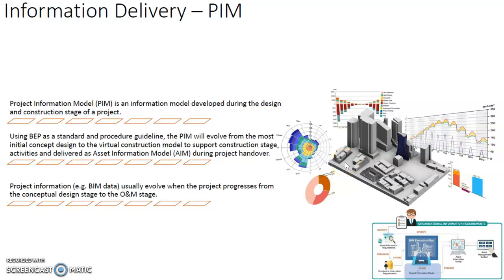So project information, for example, BIM data usually evolves. That means it will continuously change, update, and be revised when the project progresses from the initial conceptual design stage right until it is completed, the operation and maintenance stage. Even at that stage, it continues to evolve because the things will suffer from wear and tear.